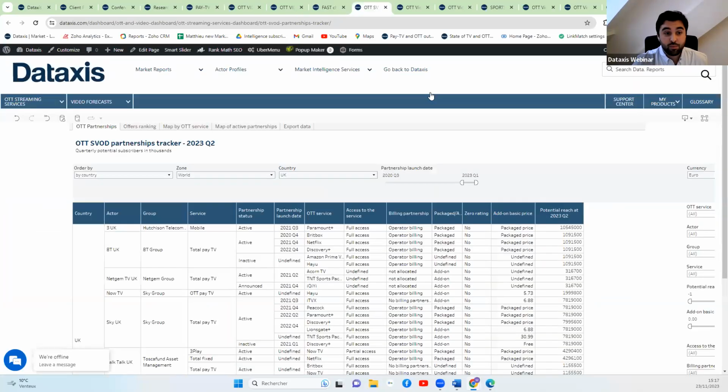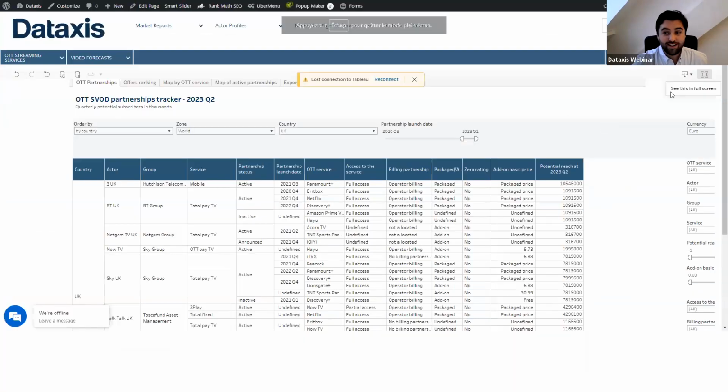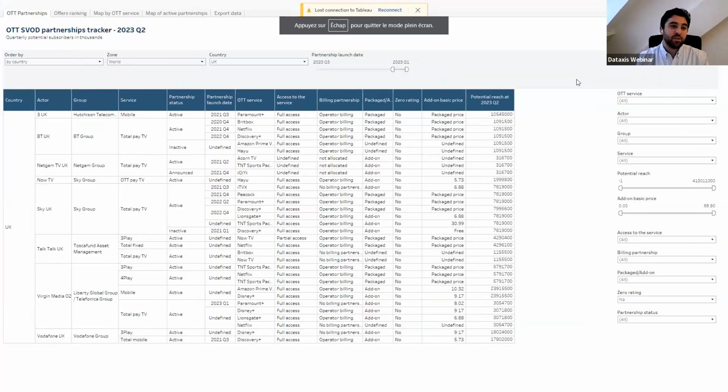Another good example, and that's something you might know as well, are the partnerships. And that's the view I'm going to put now. So let's put a big screen so you can clearly see that. OTT SVOD Partnership Tracker. That's the name of the dashboard you see here. Why? Because the market is fragmented, of course, and there's a lot of competition. So it's hard for a platform to stand out in this competitive environment.